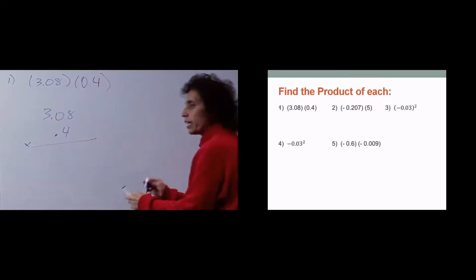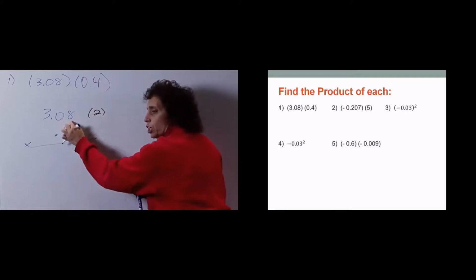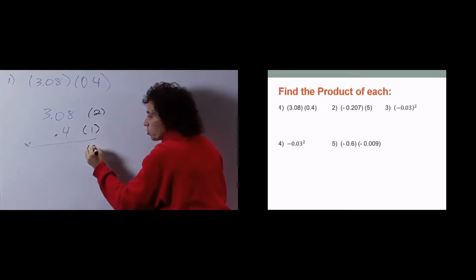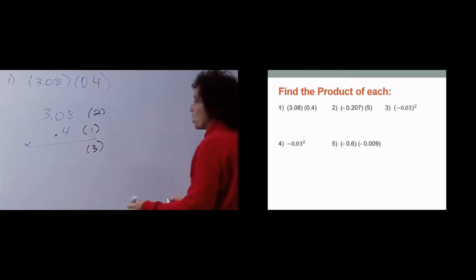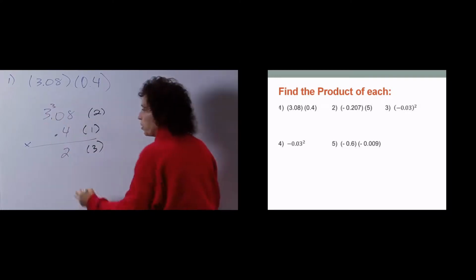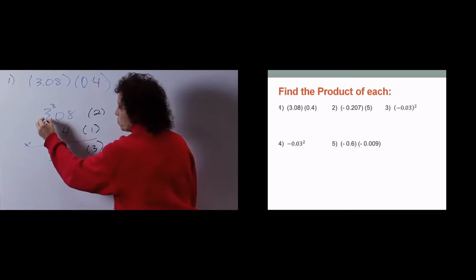I'm going to count the number of decimal places. So there are 2 here. After the decimal, 1, 2. To the right of the decimal. There's 1 here. So there should be 3 in my answer. So here we go. 4 times 8 is 32. Carry the 3. 4 times 0 is 0, plus 3 is 3. 4 times 3 is 12.